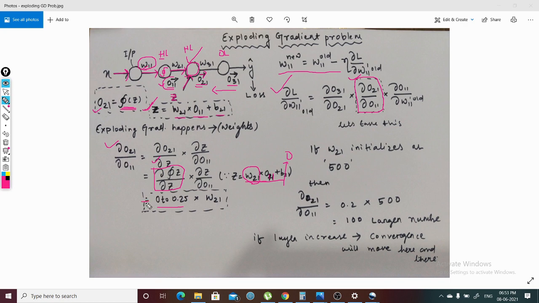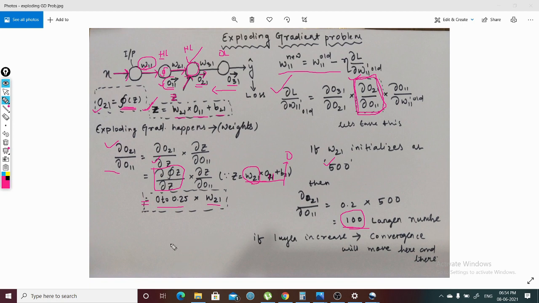So at the end of this derivative, we get some 0.25 value multiplied by some weight. If we have initialized the weight as some big number like 500, it can be a very, very large number. So only this particular derivative can come out as such a big number. If we have a large number of layers, it may become very, very high, as you can see.